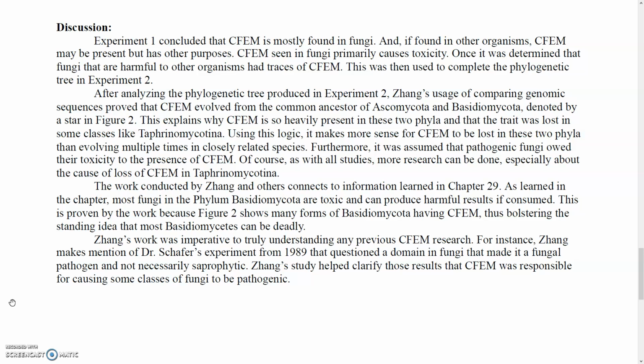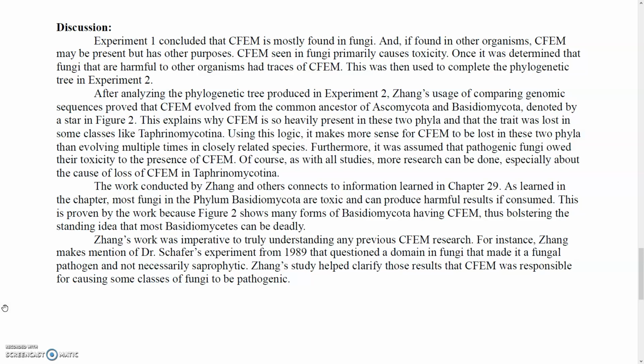In experiment 2, Zhang and his team discovered that CFEM evolved from the common ancestor of Ascomycota and Basidiomycota, denoted by the star in figure 2. This is most logical because it makes sense for CFEM to evolve in the ancestor of Basidiomycota and Ascomycota, only to lose the trait in classes like Taphrinomycotina. Furthermore, it makes sense that the pathogenic fungi owed most of their toxicity to CFEM.